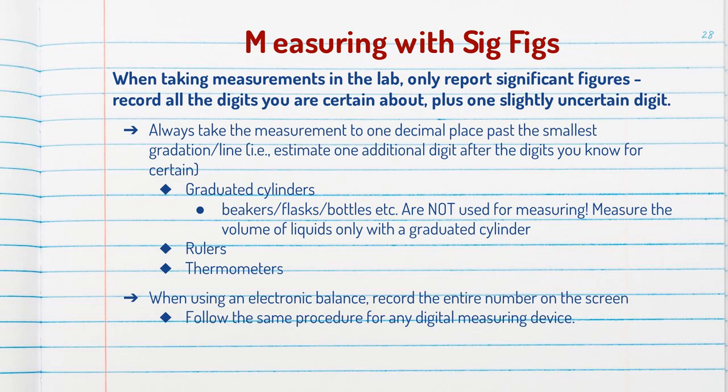When using an electrical balance, record the entire number on the screen. Follow the same procedure for any digital measuring device. They give you that one extra uncertain number. You do not have to guess. There's no way to guess. All right.